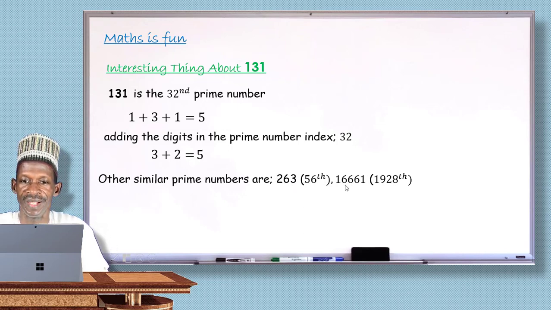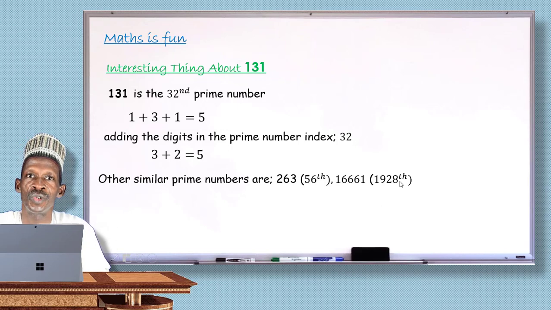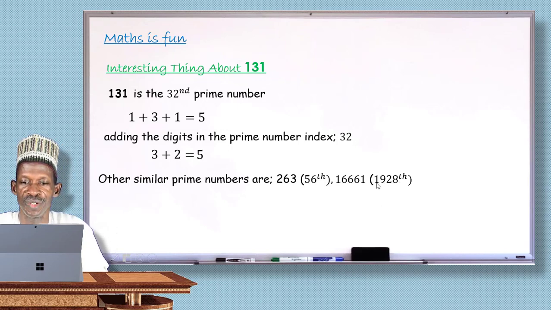Another similar number is 16,661. It is in position 1928 in the sequence of prime numbers. If you add the digits in the index and add the digits in the prime number, you're going to have the same result. You can try it and see. This is really interesting. Maths is amazing. We will see more of these things in mathematics in our subsequent lessons.